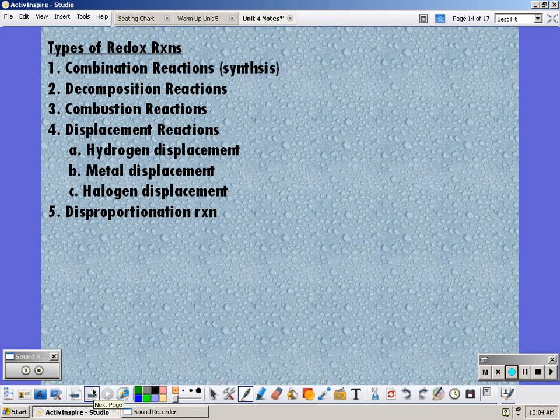There are 5 different types of redox reactions. The first one is the combination reaction, or just a synthesis reaction. The second one is decomposition. The third one is combustion. And then you have displacement reactions, which could be a hydrogen displacement, a metal displacement, or a halogen displacement. For the displacements, you want to be looking at the activity series to tell if the reaction would take place or not. Disproportionation reaction would be the last one.